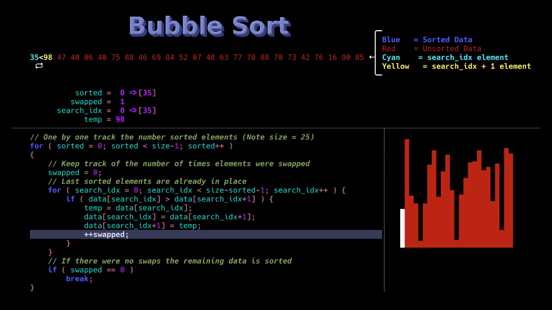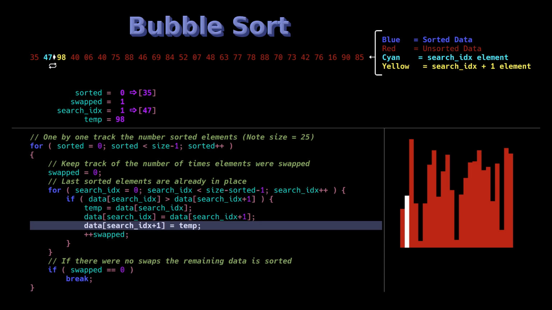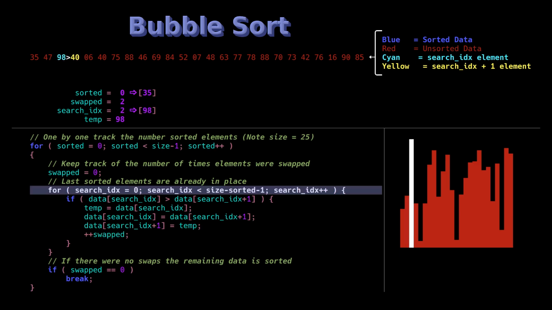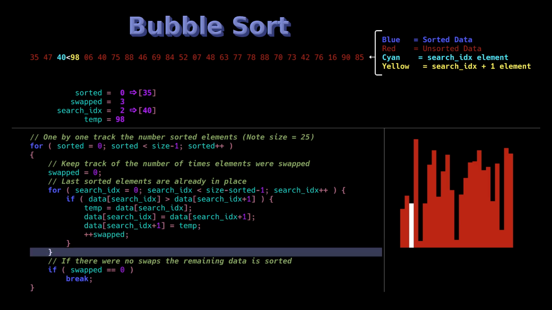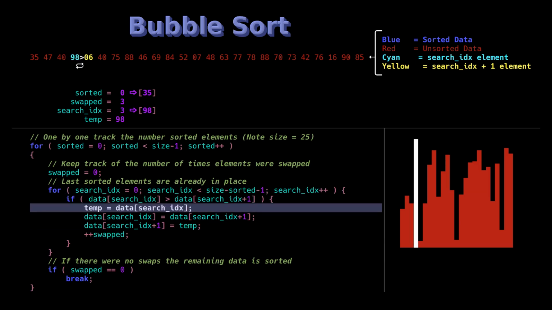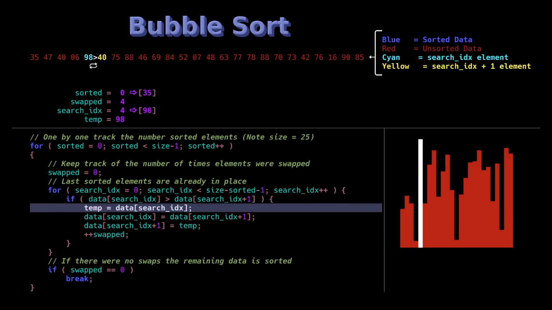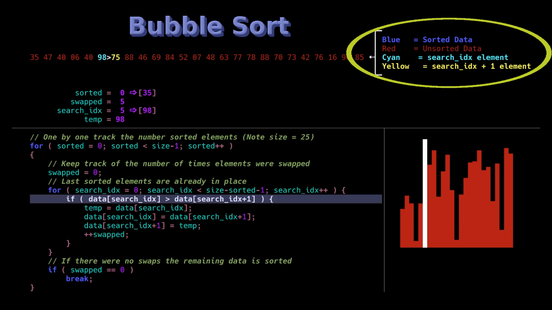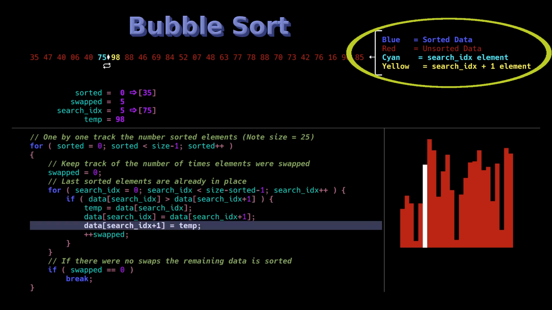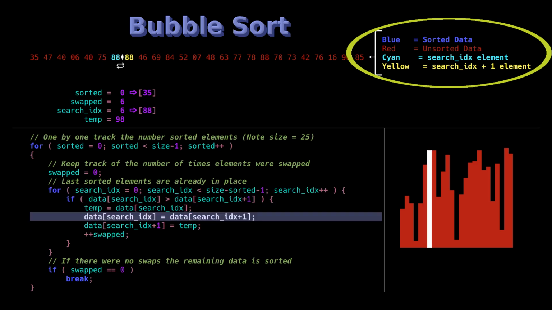This process is repeated until we reach the end of the unsorted portion and we return to the first element and start the process over, this time ending at the third to the last element. This is then repeated until all elements are in sort. Note: sorted elements are blue, unsorted elements are red. The search index element is cyan and the search +1, which it's tested against, is yellow.